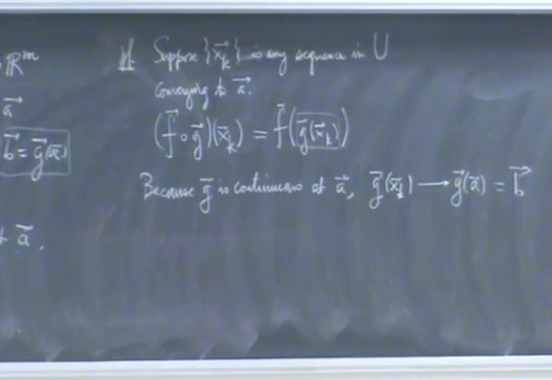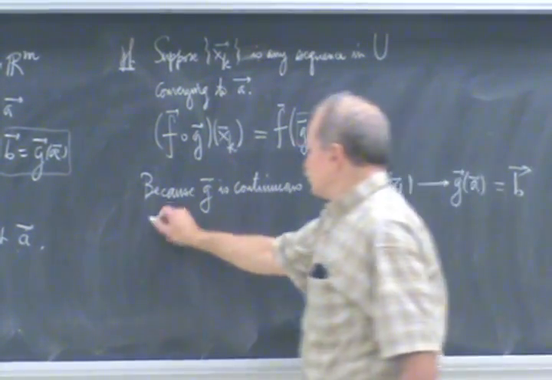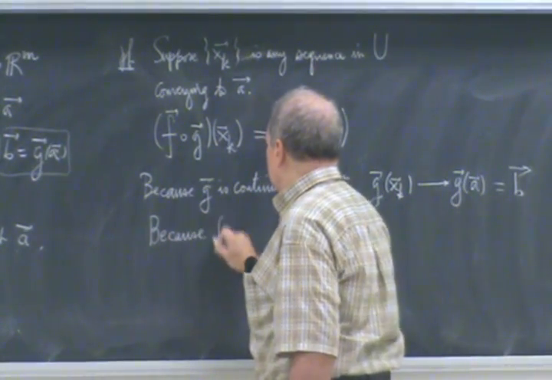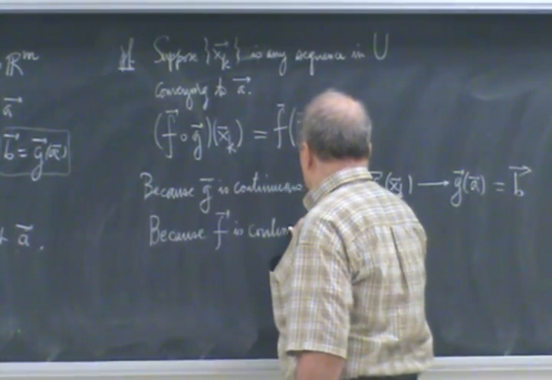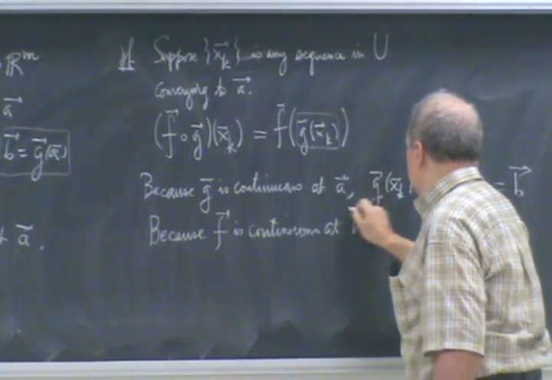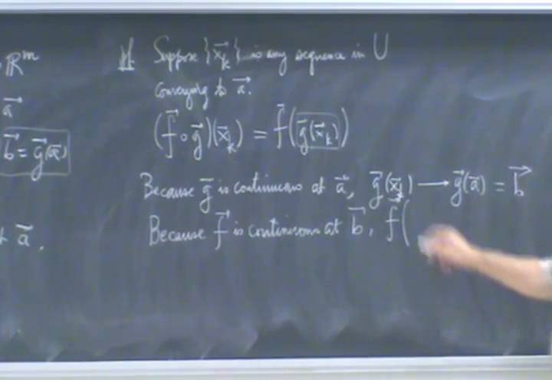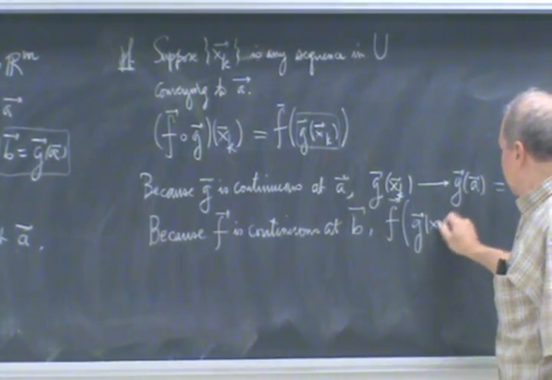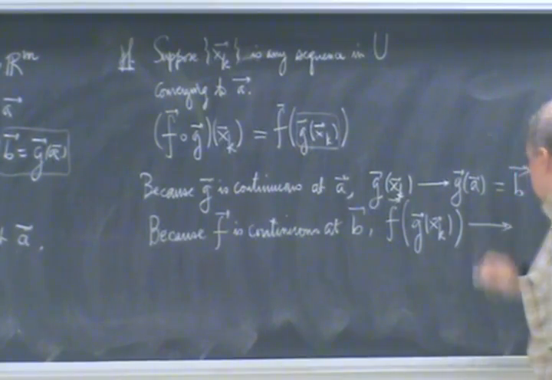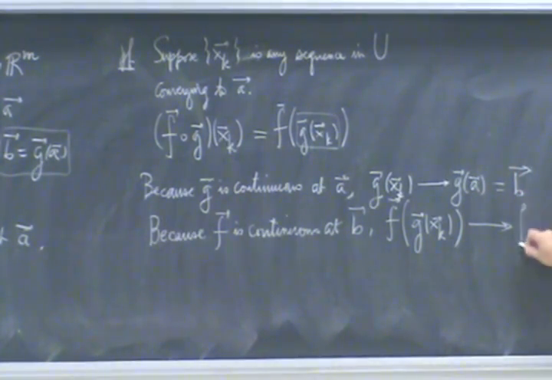Now what should I write for my next line? f of g of A equals f of B. Because f is continuous at B, f of this sequence converges to f of g of A, which is equal to f of B. It's annoying writing all these vector signs. I don't blame you, you leave them off. But I won't.